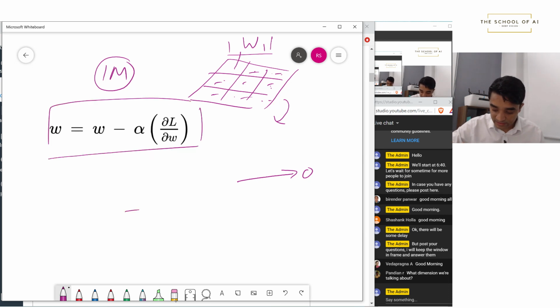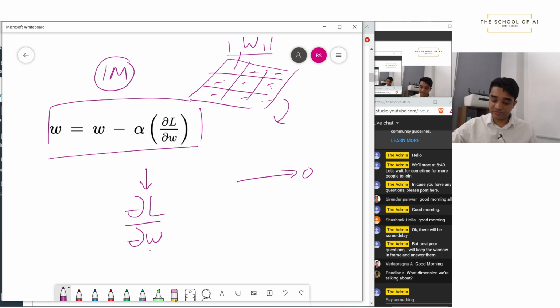Now let's look at our partial derivative again. So we are saying that we have something like this. First of all, realize that we are talking about loss. We are not talking about prediction. In case of prediction, we want to have a positive correlation with W, but in case of loss, we want to have a negative correlation with W.